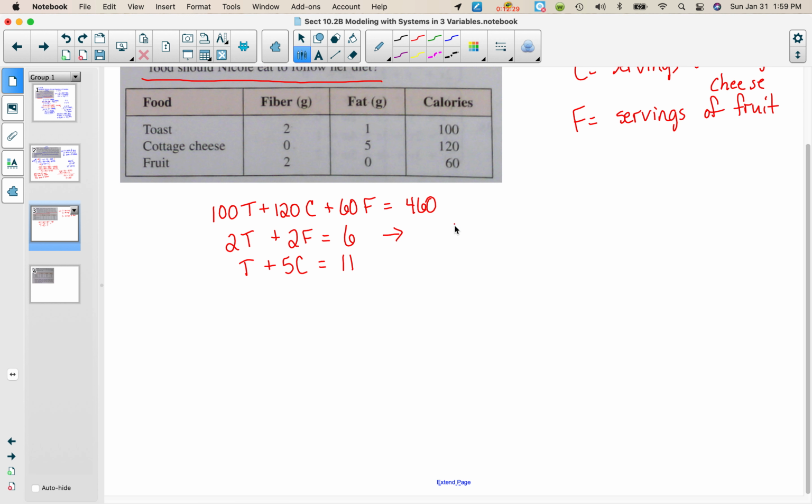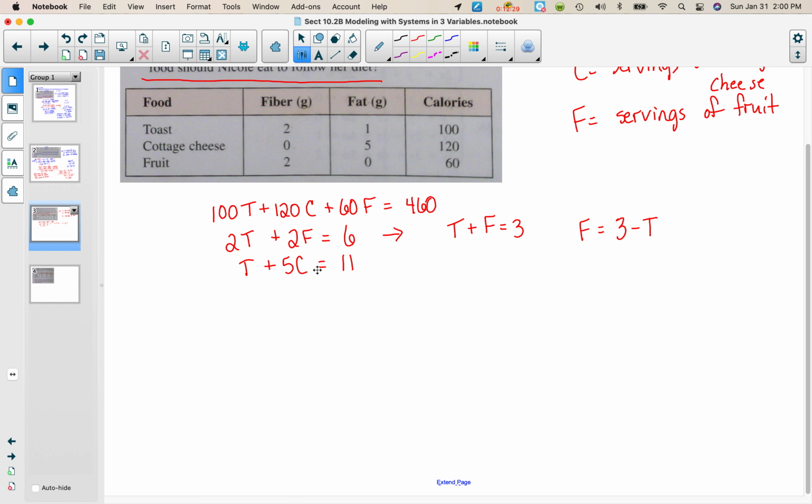I'm going to do that and have T plus F equals 3. And then I'm going to leave this one here, T plus 5C equals 11. What I'm going to do here is notice that I have a T in each one. So there's a kind of a trick that you can do on this problem. I'm going to take this second equation and solve for F, and I get 3 minus T.